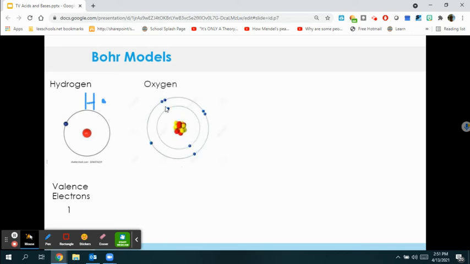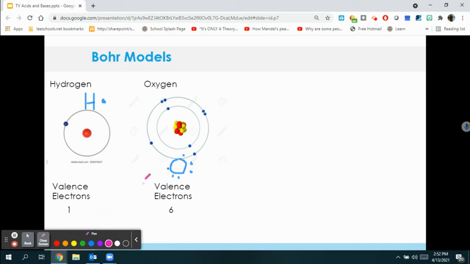Oxygen, if we count up oxygen, it has 1, 2, 3, 4, 5, 6. It wants to get to the 8 to be happy. So it's going to gain 2 electrons. Currently it has 6 valence electrons. For oxygen, we'd have the symbol O, and we'd have 1, 2, 3, 4, 5, and 6.